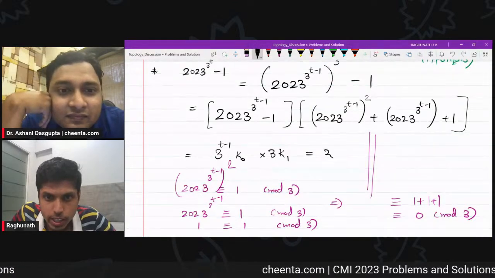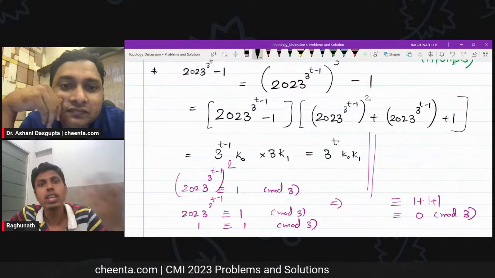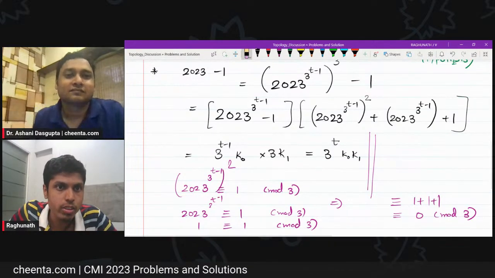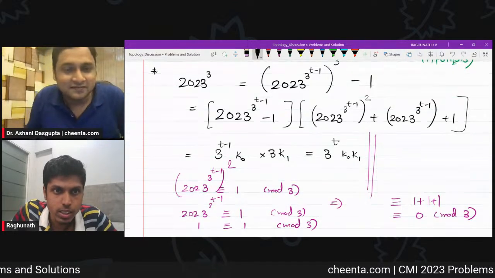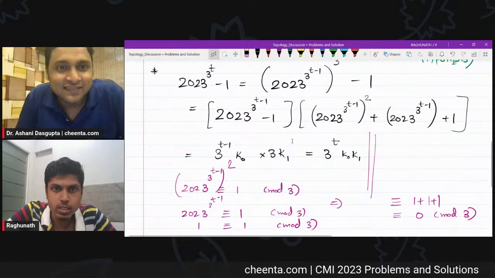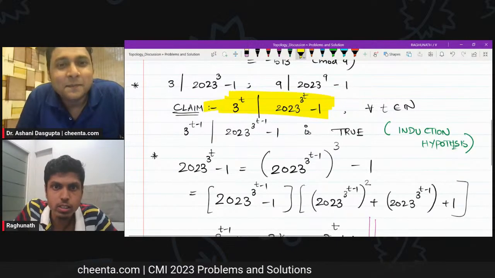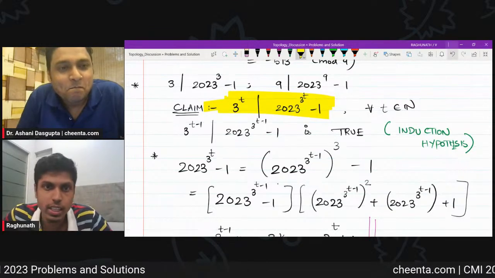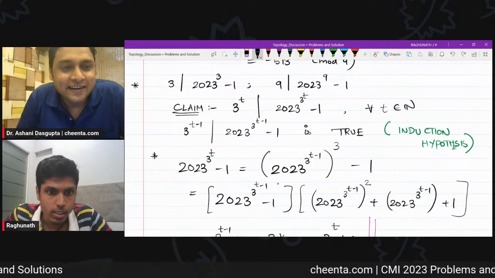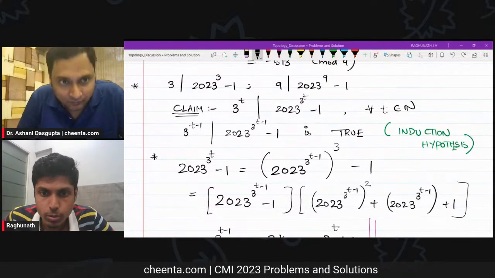As you could see, 3 power t into k naught k1 means the required number is a multiple of 3 power t, which proves our induction step. So hence this claim is true. You can put infinitely many values of t as it varies in natural numbers. So this is the solution we were able to arrive at for the first problem.